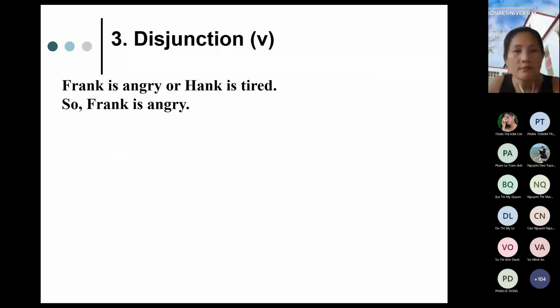Then you can practice. Now, I don't want to waste time. You can do it and check with my answer, okay? Now, you can see that we have the relation of "or" here. So we are practicing the disjunction, okay? And then we have two pieces of information: Frank is angry, Hank is tired.